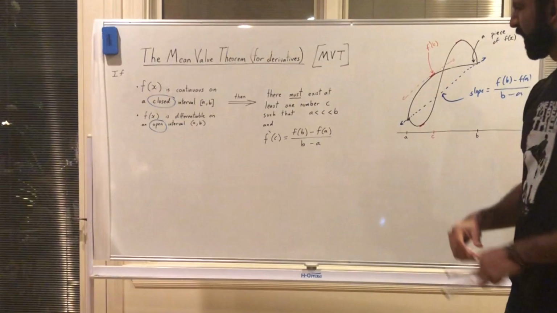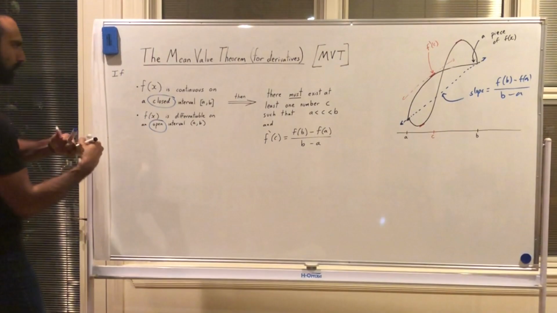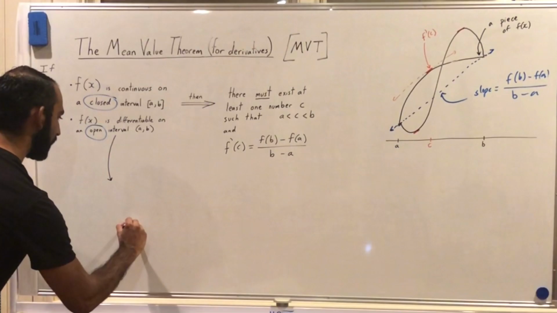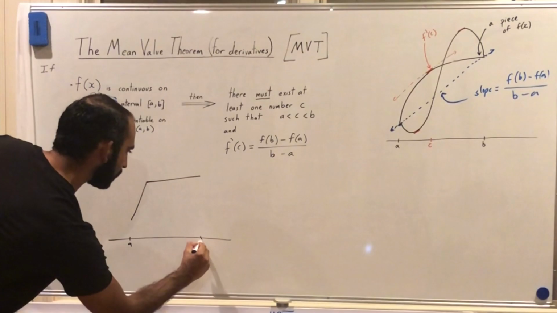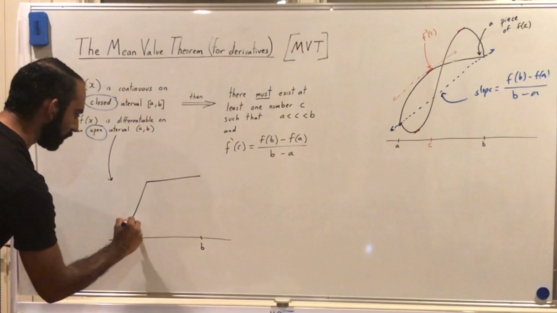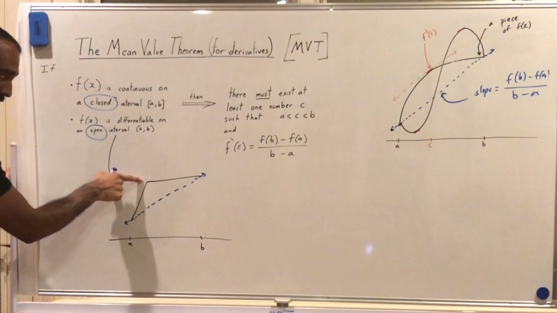Now I want to call attention to why it's important that this be smooth. So why is this condition important? Well, what if I had a graph that looks like this? I took a piece of a graph, that graph happened to have a sharp point right there. That's my A coordinate. That's my B coordinate. Now, were I to connect the dots left to right with a secant line? Hey, this is a sharp point. It's not smooth.